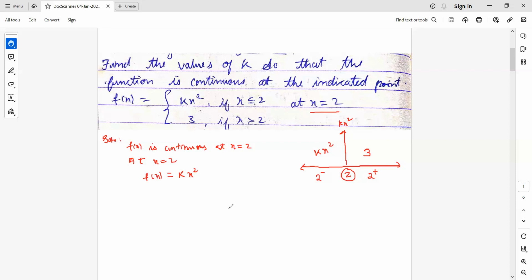Once you take out the limit, you are free to substitute the value of x. If you don't take out the limit and you substitute, you lose marks. So once you take out the limit, you need to replace x with the value of x. Then k times 2 square will be equal to 4k. So LHL we have calculated. Similarly, we need to calculate the RHL now.